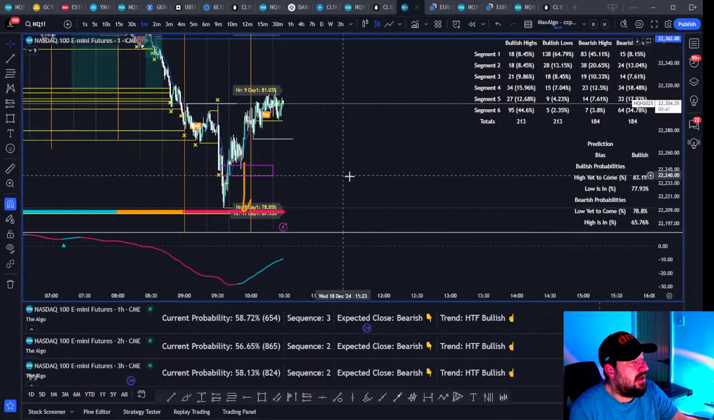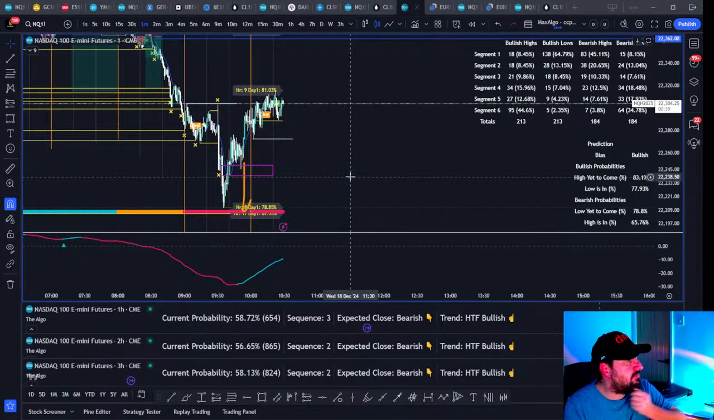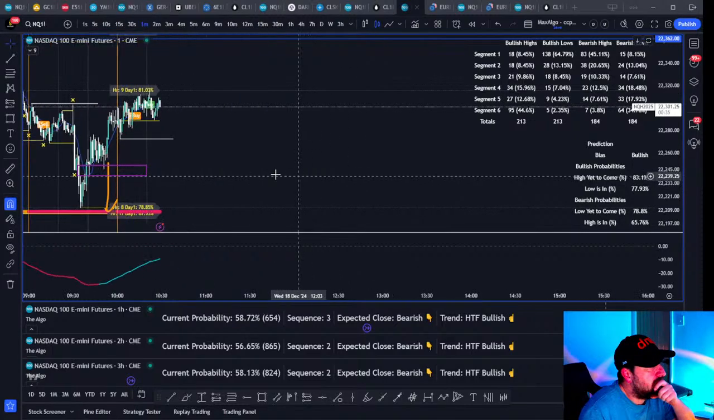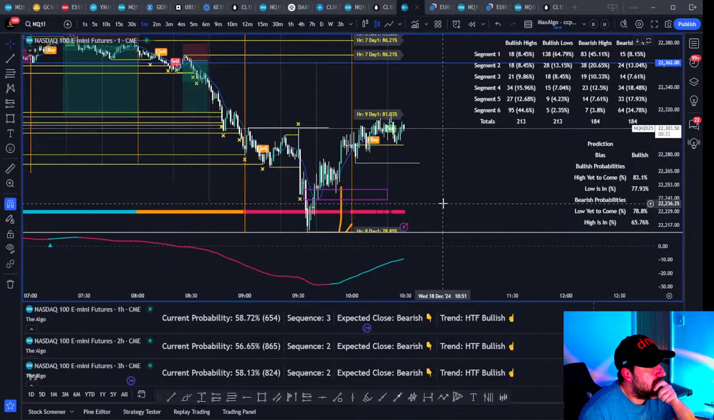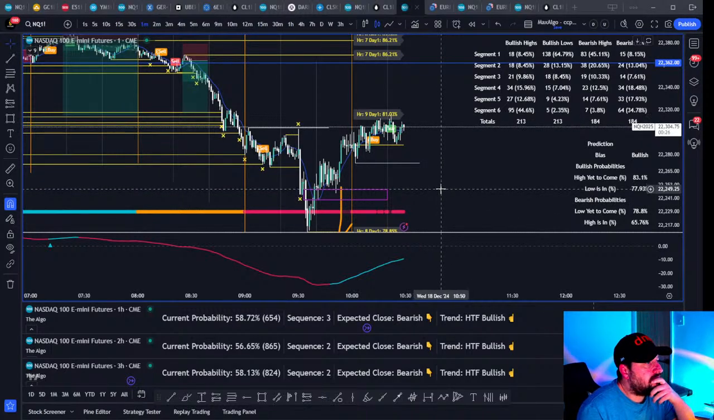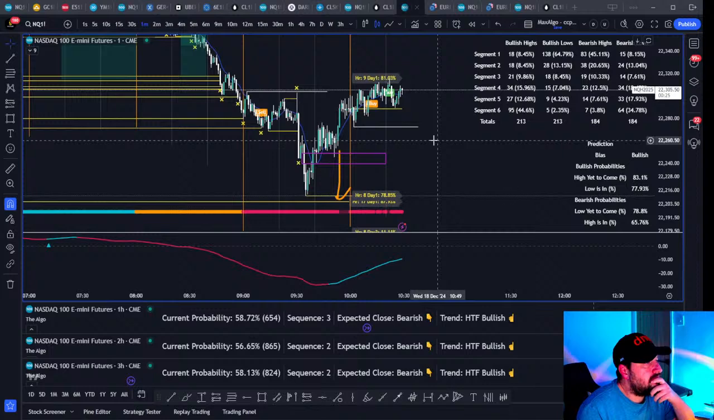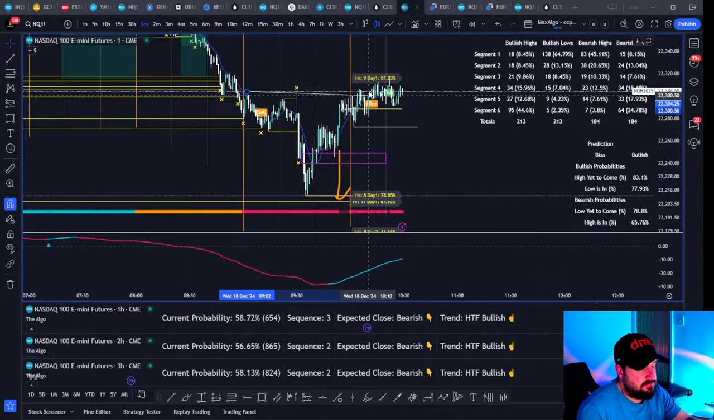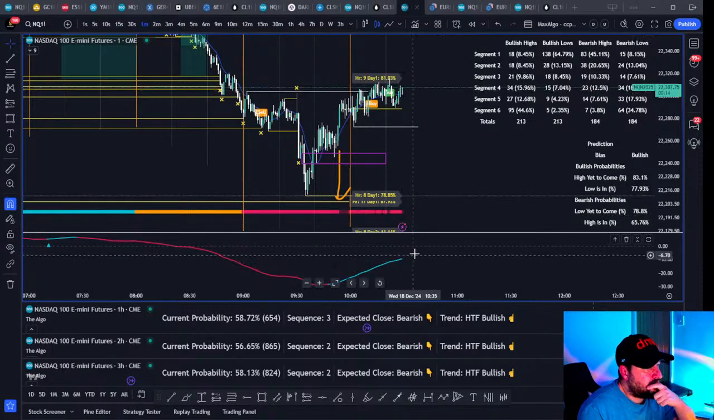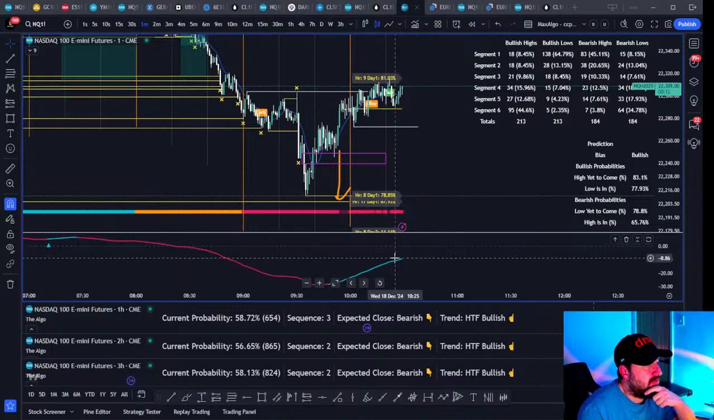We've already taken the high. So we've taken the high of the previous hour. Not quite yet at that zero line, but we're heading towards it.